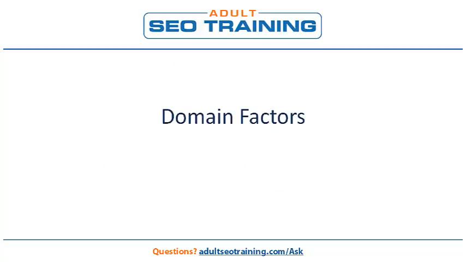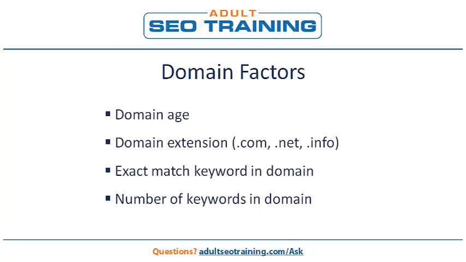All right, so now we're moving on to the domain factors. And the first factor is the age of your domain. As a lot of you probably already know, older domains tend to have more authority than newer domains, simply because they've been around for longer. So if you have a chance to buy an existing site or to develop a new site on an older domain, it might help you rank a little bit easier than if you were to start with a brand new domain. And next we have the domain extension.